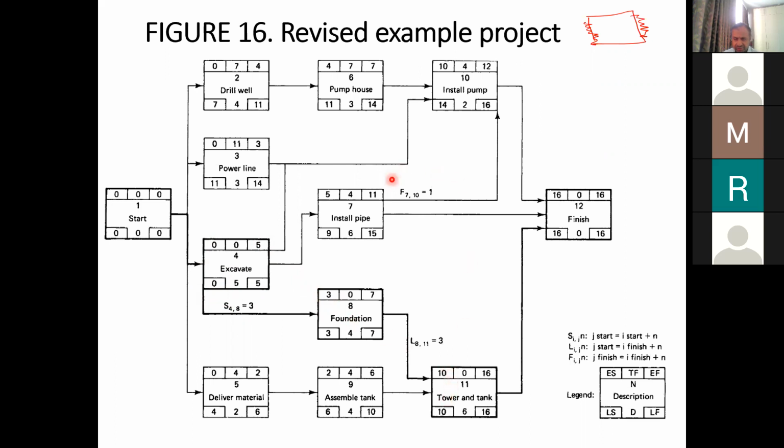Okay, so this is the only difference between these two calculations. And then if you go by the same approach, forward and backward, you can get the same numbers for the activity start and finish times.